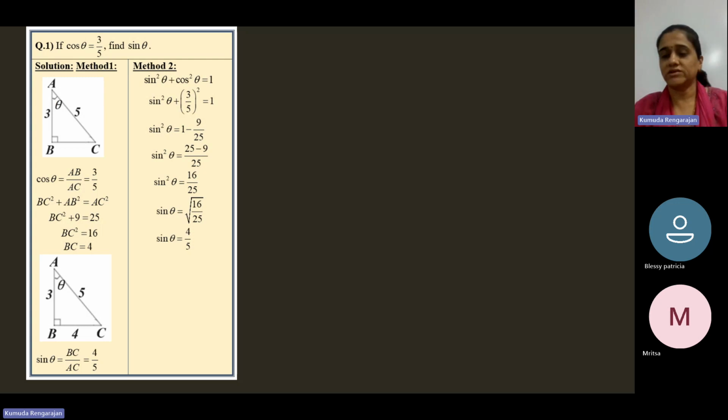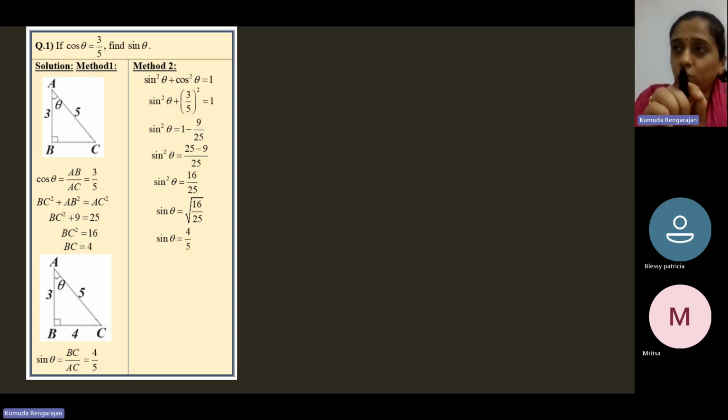Okay. So look at this question. If cos theta is equal to 3/5, we're not writing anything today. Okay, we'll just discuss and I'll share the material with you. You can complete your classwork later, before the next class. If cos theta is equal to 3/5, find sin theta.